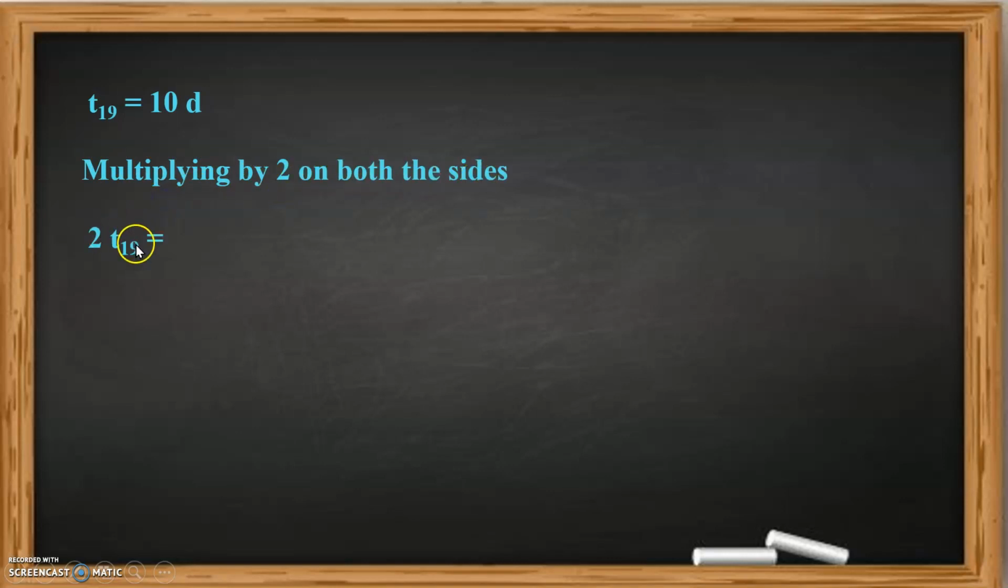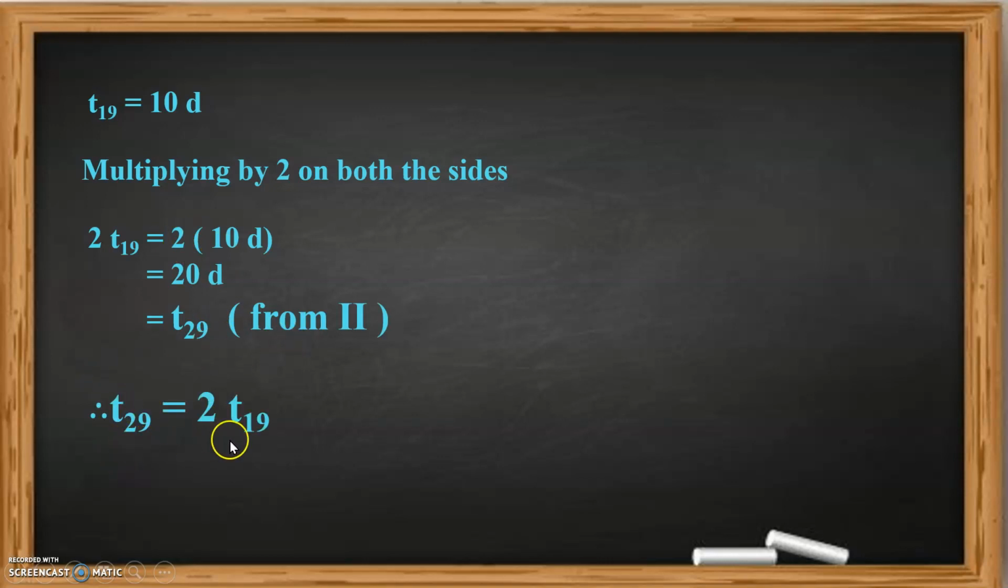Now we take up the last step. T19 is equal to 10d. Now next I need a 2 on this side. So what will I do? I'll multiply by 2 on both sides. What we get? 2 into T19 is equal to 2 multiplied by 10d, which on simplifying I get 20d. But 20d is what? T29 from 2. That means I can say that T29 is equal to 2 into T19.